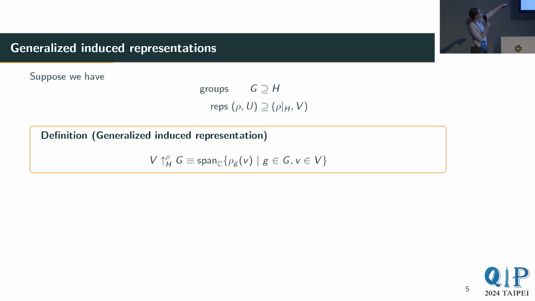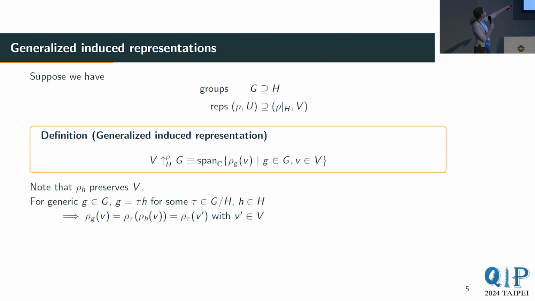And what we get at the end will be a representation of G, and that's what we're calling a generalized induced representation. Notice that when rho acts by an element of H, that will preserve V because V is a representation of H under rho. And so whenever we have a generic group element G, we can break it down into a transversal taken from the quotient group G by H together with an element of H.